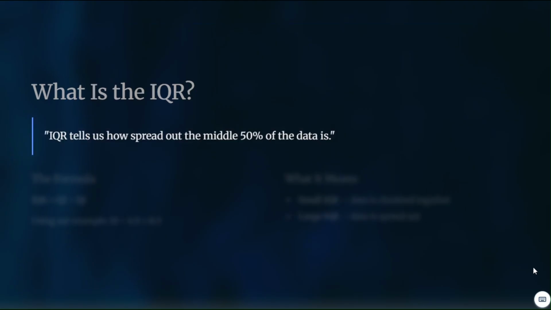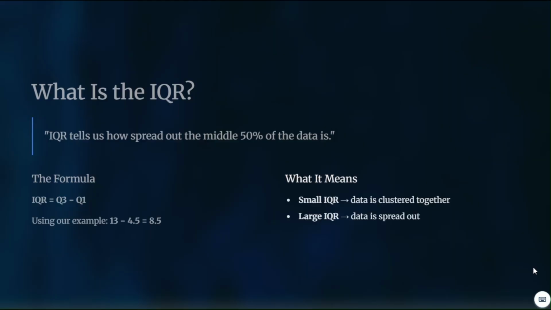The IQR stands for interquartile range, and it tells us how spread out the middle 50% of the data is. Here's the formula: IQR is equal to Q3 minus Q1. Using our example, our third quartile was 13 and our first quartile was 4.5. So 13 minus 4.5 is equal to 8.5. If you have a small IQR, that means the data is clustered together, whereas if you have a large IQR, the data is spread out.